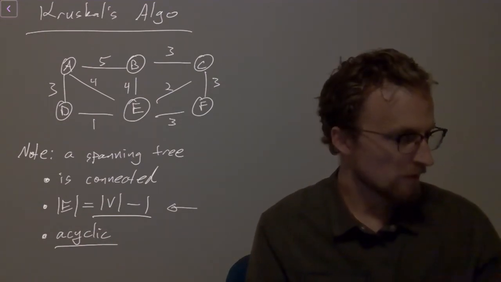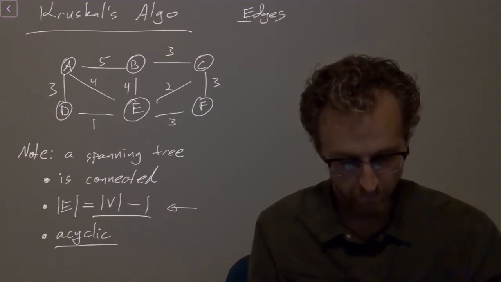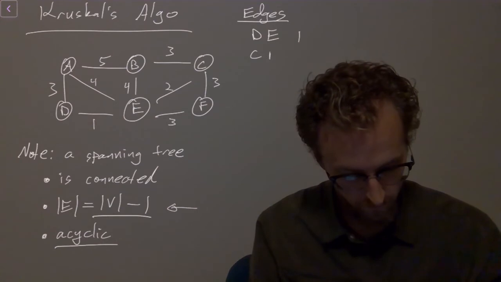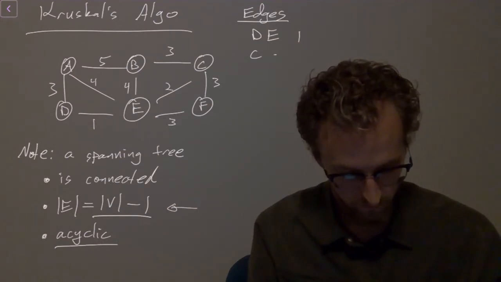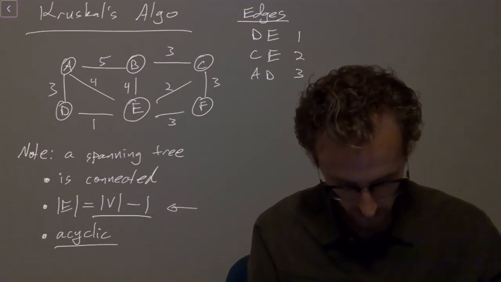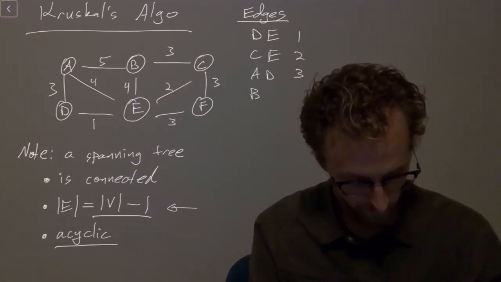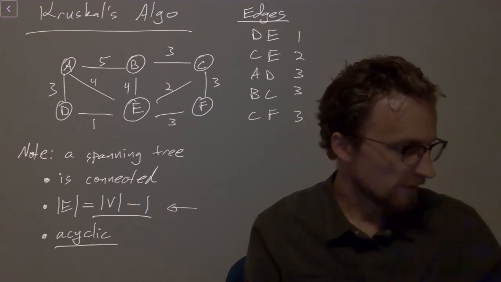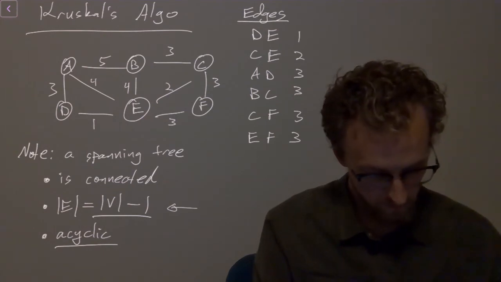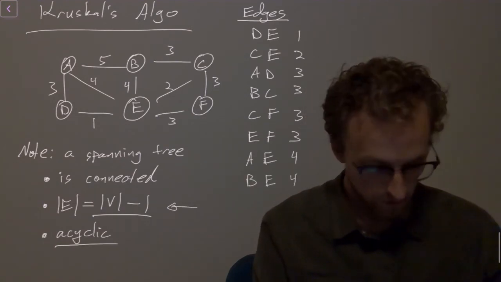So what does Kruskal's algorithm do? First it writes down the edges in order of their weight. Here's the list of all edges. We start with DE, which has a weight of 1. CE has a weight of 2, and AD has a weight of 3. The other edges that have weights of 3 are BC and CF, and then EF. Then we have some 4s, AE and BE, and then AB is 5.